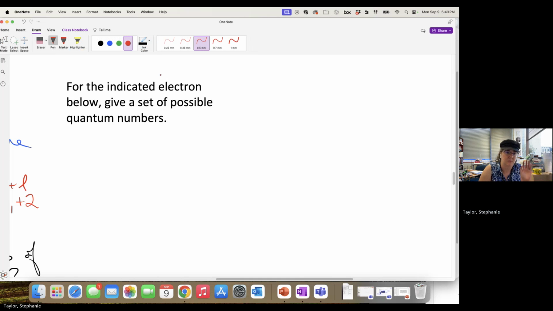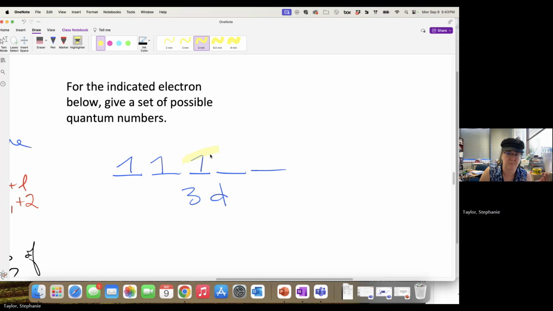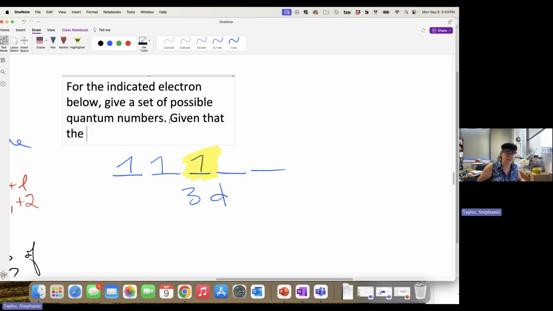And then we will go ahead and still put it in the 3D, since we've been using that 3D example. I need to do what I did before. Given that the spin on the other electrons shown is m sub s equals positive 1/2.